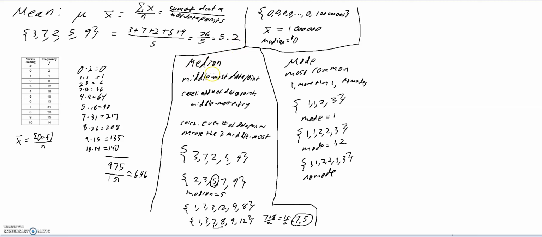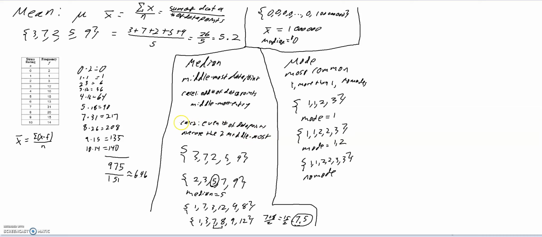Then the median is the next thing we want to talk about. The median refers to the middlemost entry. Okay? So we have two cases when we're talking about the median. Our first case is when we have an odd number of data points. Okay? If we have an odd number of data points, then there will be a single middlemost entry. Our second case is when we have an even number of data points, in which case there will be two middlemost data points, so we have to average them.